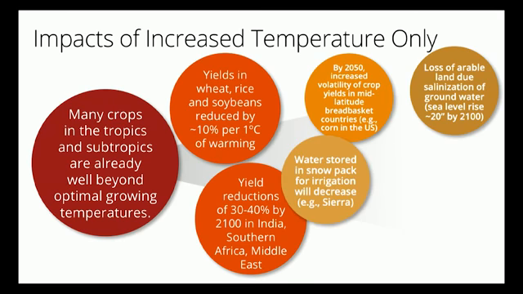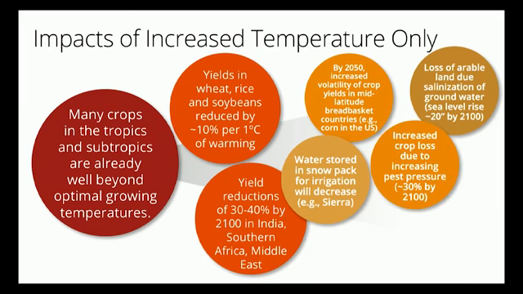Water stored in snowpack will go down. And this is even if precipitation doesn't change. If the snow line, where it changes from snow to rain, increases, the area that you can actually capture snow in a mountain goes down. So this is particularly important in a place like the Sierra, the Cascades, where irrigation using the snowpack, the snow that falls, is really important for crops.